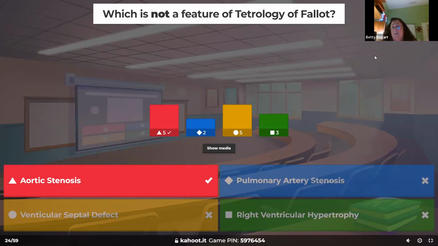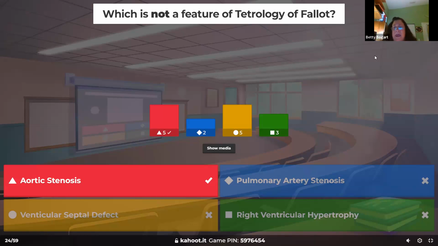So tetralogy is all on the right side of the heart. Aortic stenosis is left side. So on these tetralogy of Fallot, there's always a ventricular septal defect. There is always something wrong with the pulmonary artery, stenosis, some kinking, something going on there. And because when that blood can't get up into the lungs, it's going to stretch out that right ventricle.